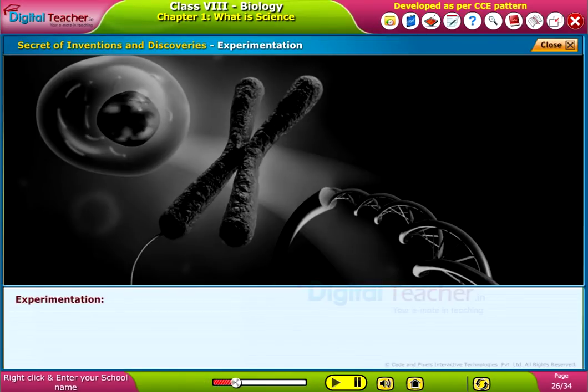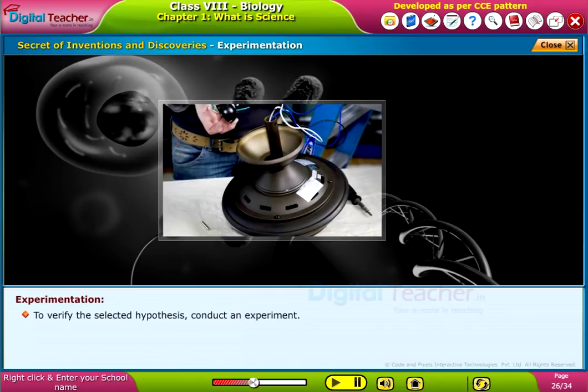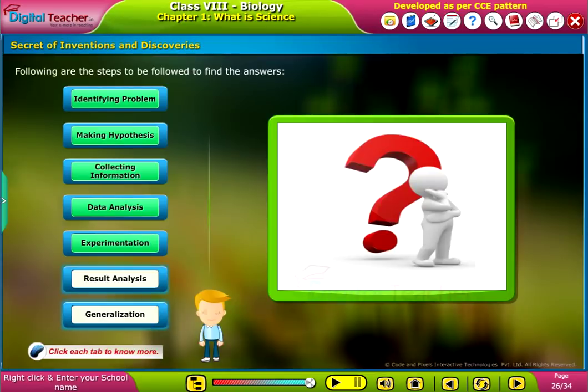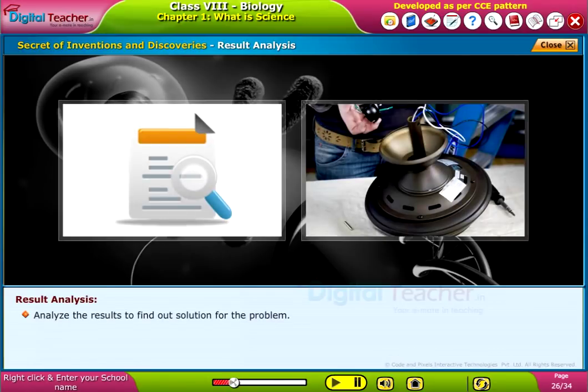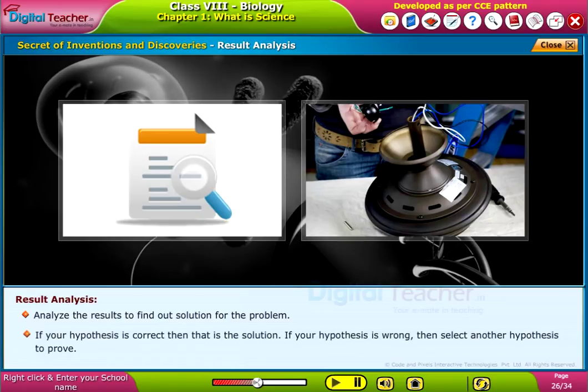Experimentation. To verify the selected hypothesis, conduct an experiment. Example, observe the wire connections in the fan. Result analysis. Analyze the results to find out the solution for the problem. If your hypothesis is correct, then that is the solution. If your hypothesis is wrong, then select another hypothesis to prove.